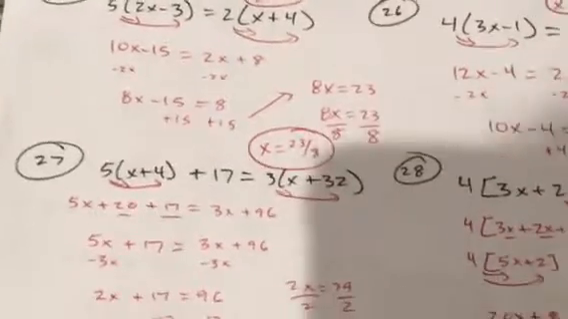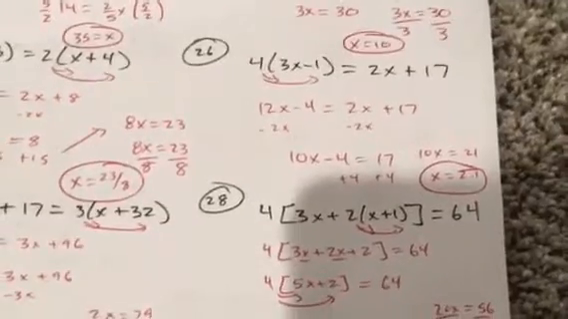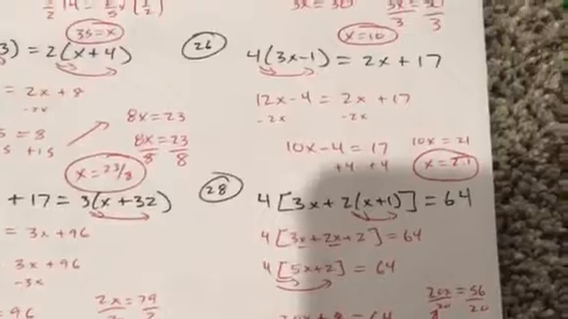You can call it 2.875 or 23 over 8. Distribute. Left side has the bigger x again, subtract 2x from both sides, then add 4. 21 divided by 10, 2.1.